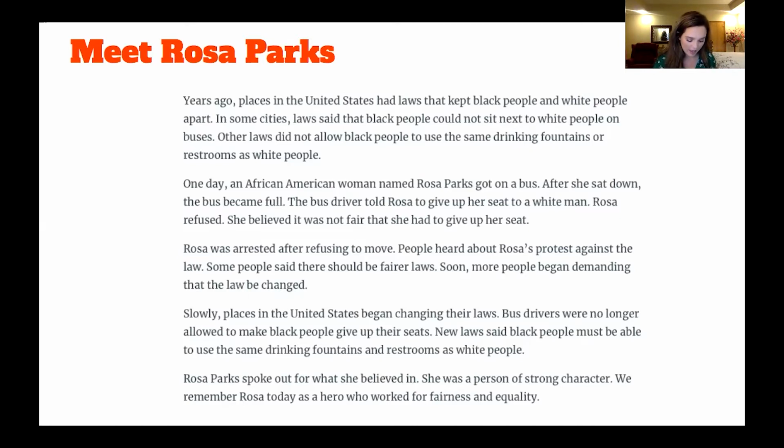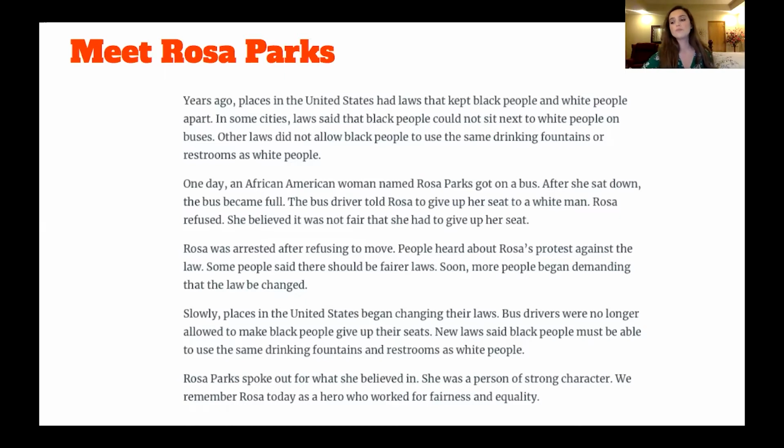So I'm going to say details. I'm going to say Black and white people could not sit on buses, whoops, I spelled that wrong, use same drinking fountain or restroom.